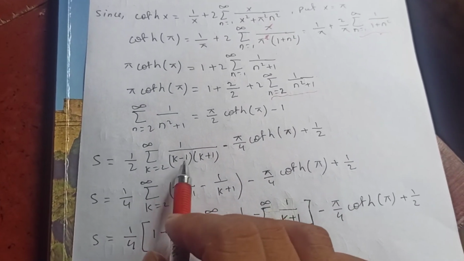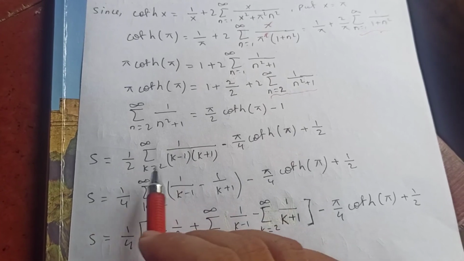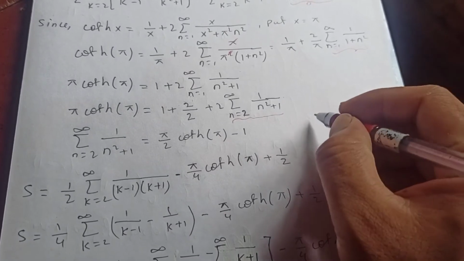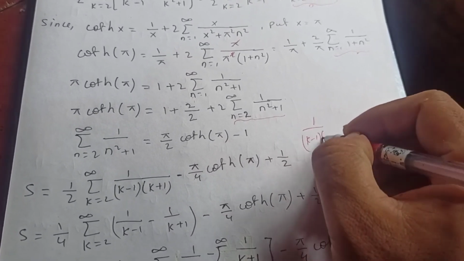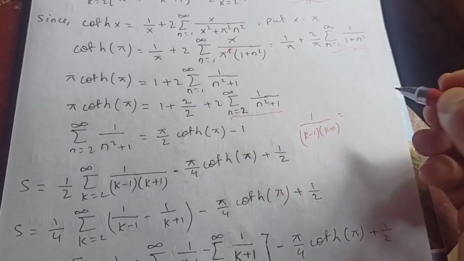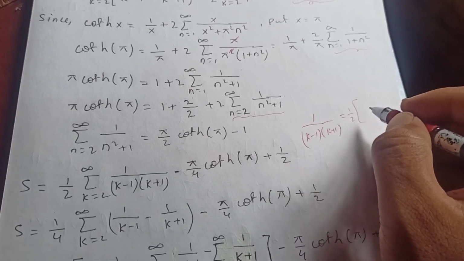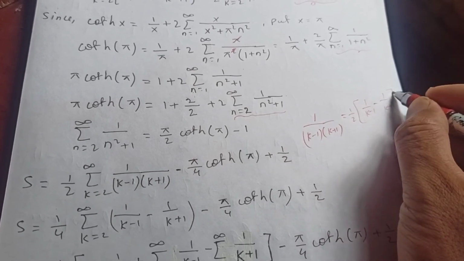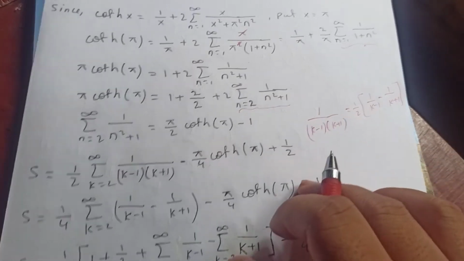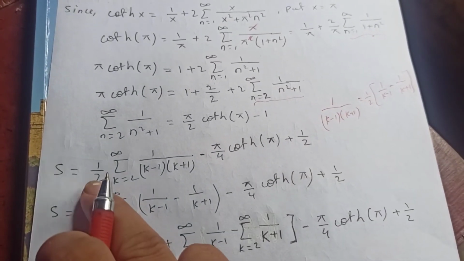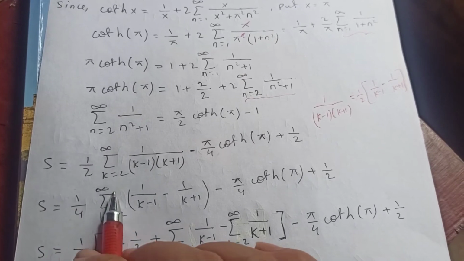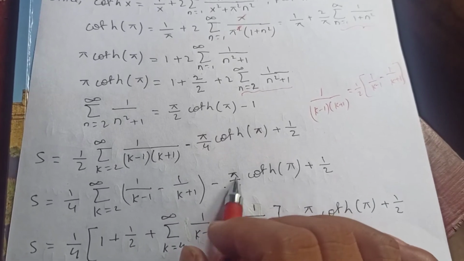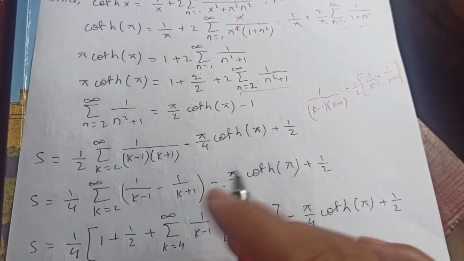Now s equal to, if you take this partial fraction of 1 over k minus 1, k plus 1, then you'll get 1 half times 1 over k minus 1 minus 1 over k plus 1. Okay, the partial fraction for this one is this one. So this 2 and this 2 will multiply, so it will be 1 over 4 sum from k equal to 2 to infinity, 1 over k minus 1 minus 1 over k plus 1, minus pi by 4 coth of pi plus 1 by 2.